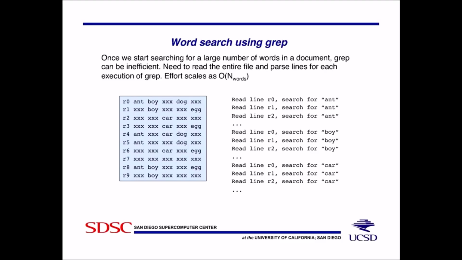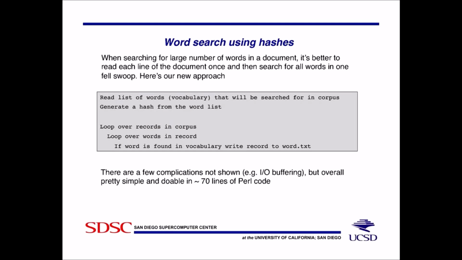But the problem, though, is if you think about how this scales, it's going to scale with the number of words that we're searching for. So think of it when we're running grep. If we break it down, if we look at the analysis that's being done, the first thing I'm going to do is read line R0. I'm going to search for a particular word. I'm going to read line R1. I'm going to search for a particular word, and so on and so on. I'm going to do that for all of the lines in the record.